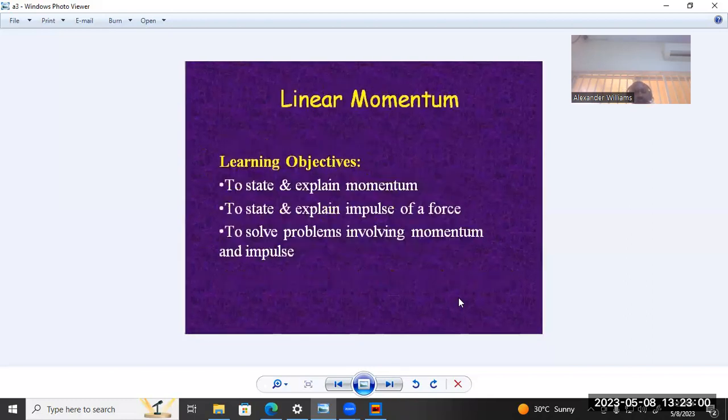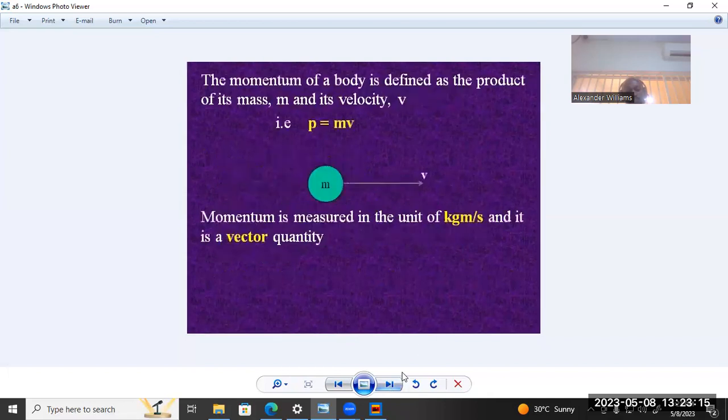Now, for linear momentum, let's consider the learning objectives. We have to state and explain momentum, and state and explain impulse of a force. Then we move into solving problems involving momentum and impulse. Let's start.